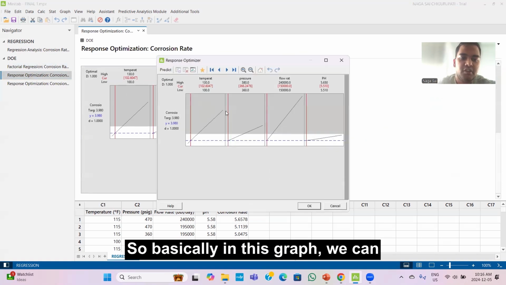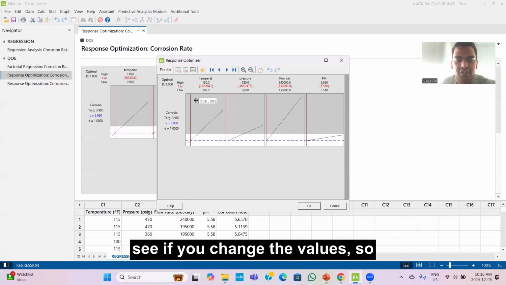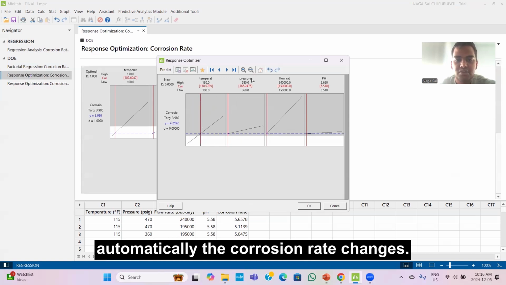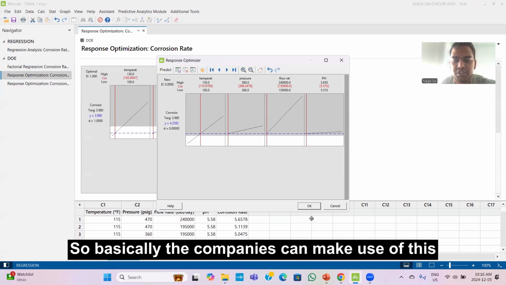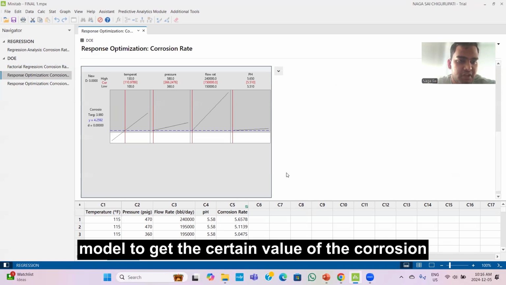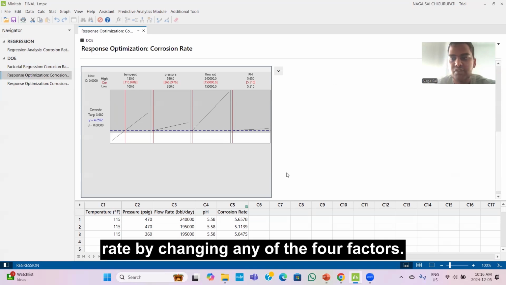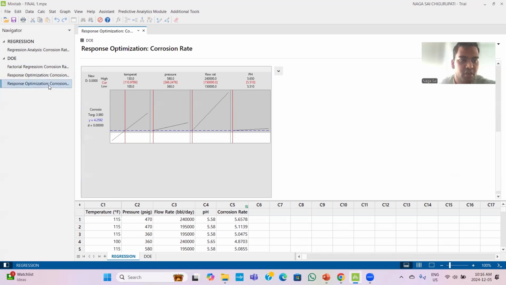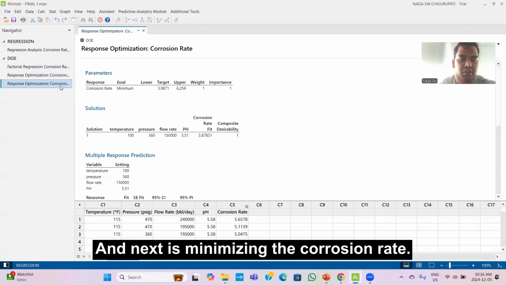Basically, in this graph we can see that if you change the values, the corrosion rate changes automatically. So companies can make use of this model to get a certain value of the corrosion rate by changing any of the four factors. And next is minimizing the corrosion rate.